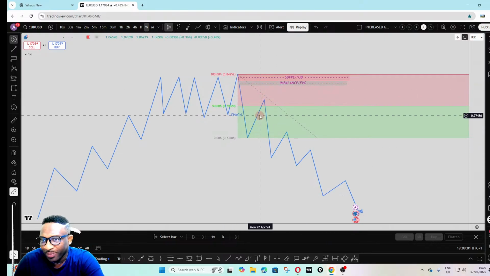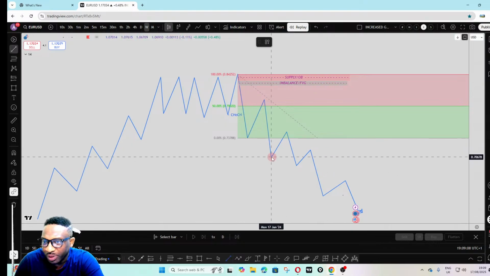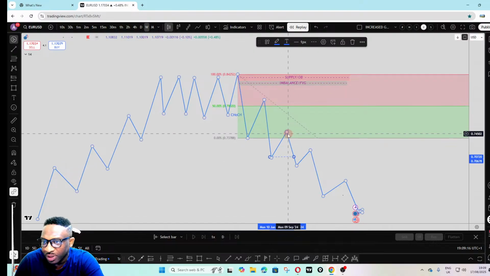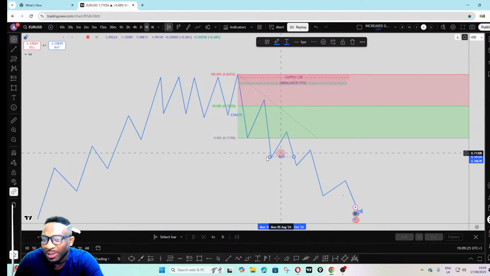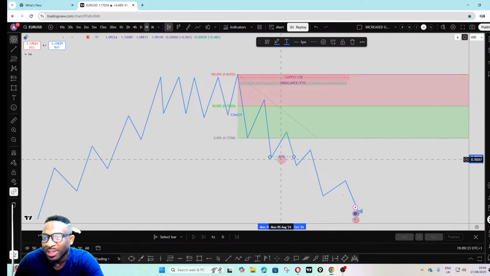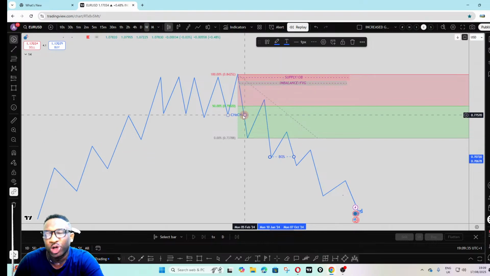Apart from the change of character, anytime price makes a break of structure, we follow the same thing. We originate it to the place where it started the move to break the structure. So this here is a break of structure, because we've already identified the change of character here. Any further break of structure becomes a break of structure, not a change of character.